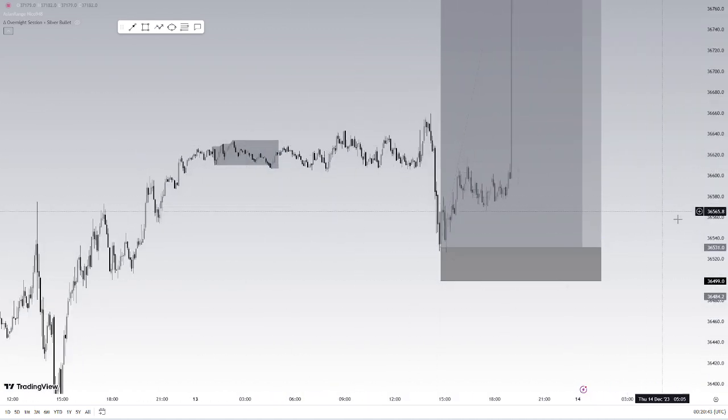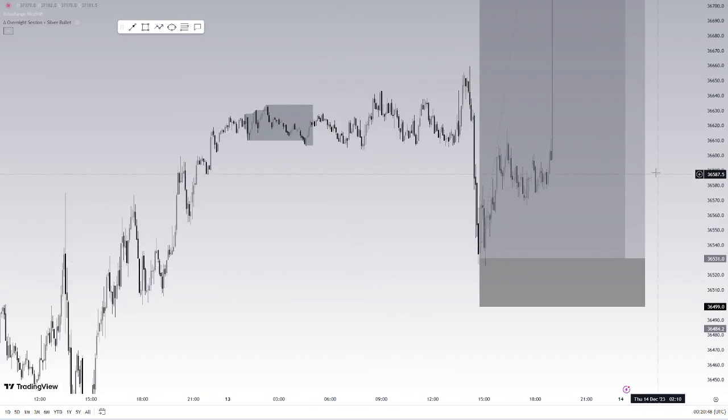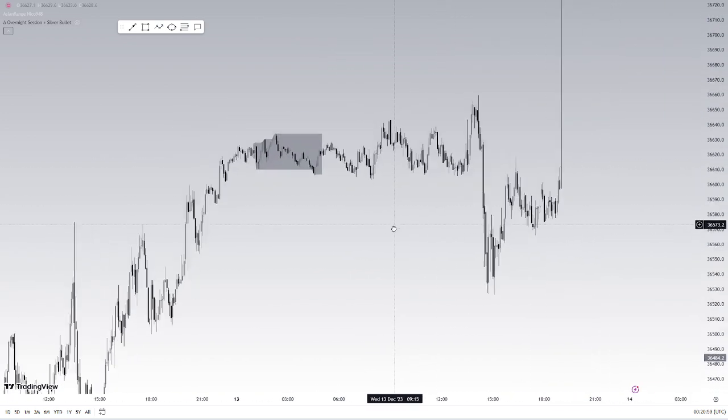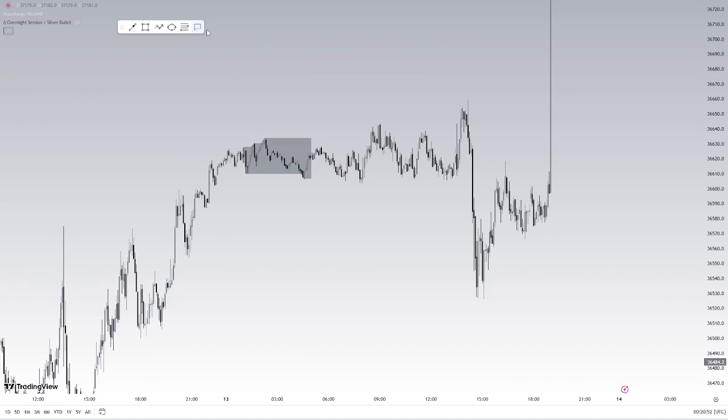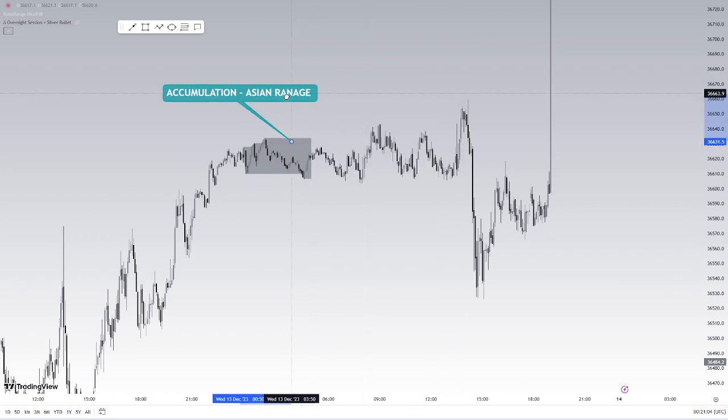Now, going into today's trade, which is the FOMC. Again, what do we see from here? What do we see from price action? It's rinse and repeat at this point. We have the accumulation, right? We have accumulation or the Asian range over here. Accumulation, Asian range. Now from here, what do we see?